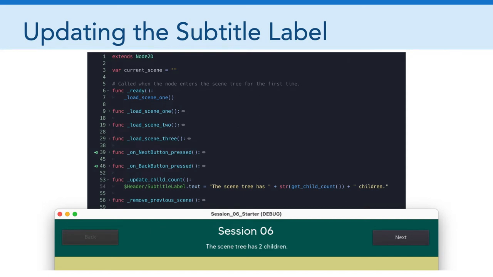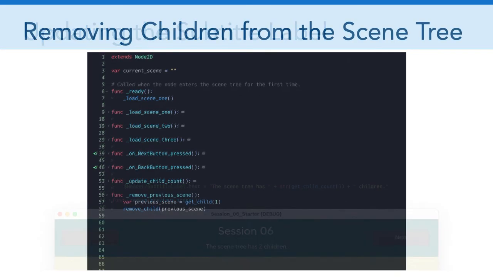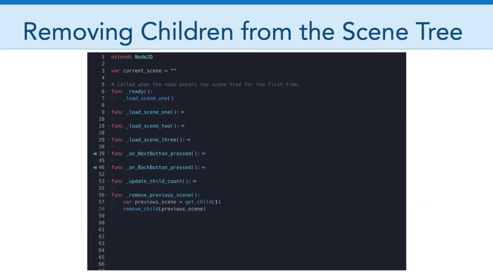And each time we click next, we're adding a new child. So that number is growing and growing and growing. This is a problem. So how do we fix it? Well, let's take a look at this function I've written on line 56. It's called remove previous scene. I made up the name of that function. I could have called it anything I wanted to, but I called it remove previous scene.